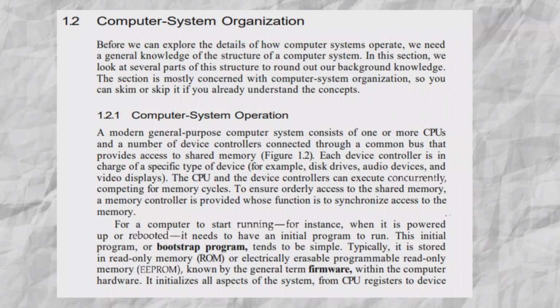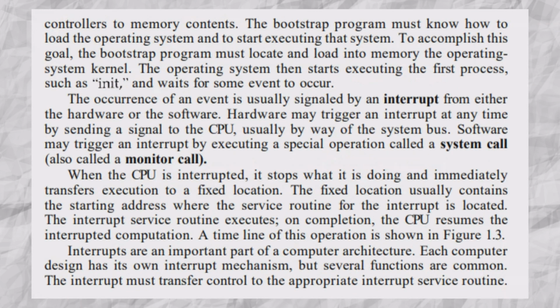Computer system organization and computer system operation in an operating system (OS) are fundamental concepts that underpin the functionality and management of modern computers. Computer system organization refers to the arrangement of hardware and software components that make up a computer system and how they interact with each other to perform tasks efficiently.